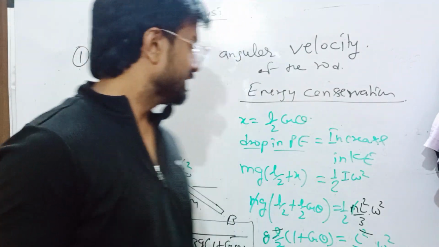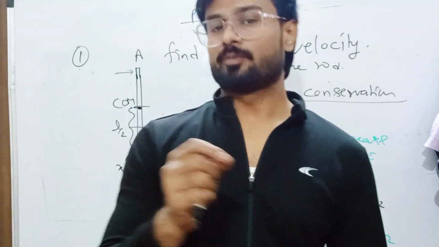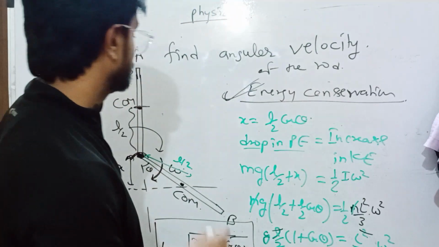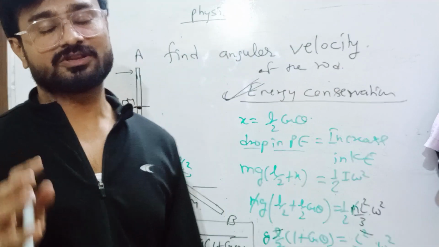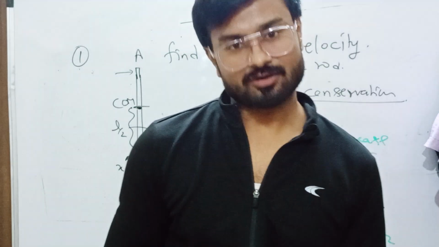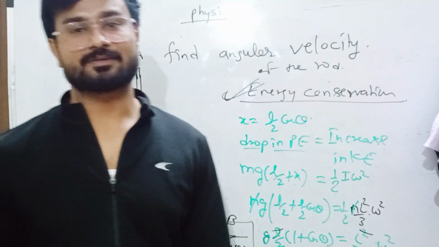So by the method of energy conservation we can get the omega. Here we should not apply the concept of torque, because with the concept of torque we should calculate the alpha of the rod. We'll take another illustration after some time.